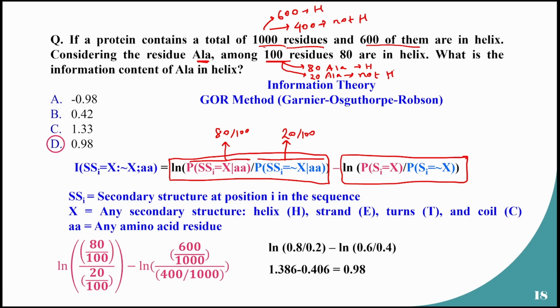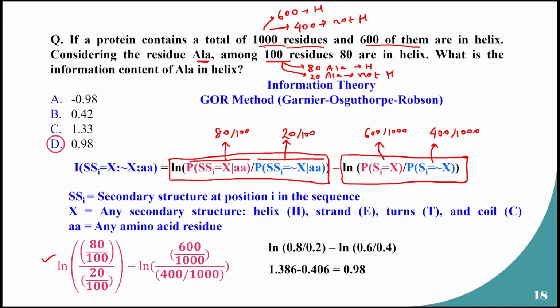And then the second term that you have to calculate. Again, you have a fraction value here. This first calculation is asking, overall for all of the amino acids, how many are part of helix. So this should be 600 divided by 1000. And this particular term asks, overall for all of the amino acids, how many of them are not helical secondary structure? That should be 400 divided by 1000. So that's it. In this case, you have to do ln of 80 divided by 100, again divided by 20 divided by 100, so the 100 is cancelled out.